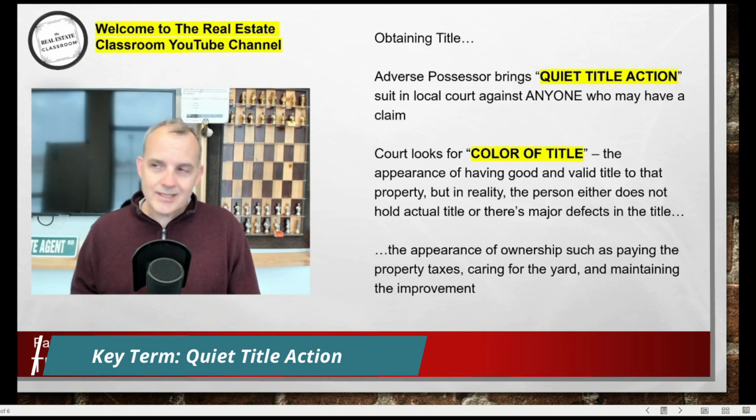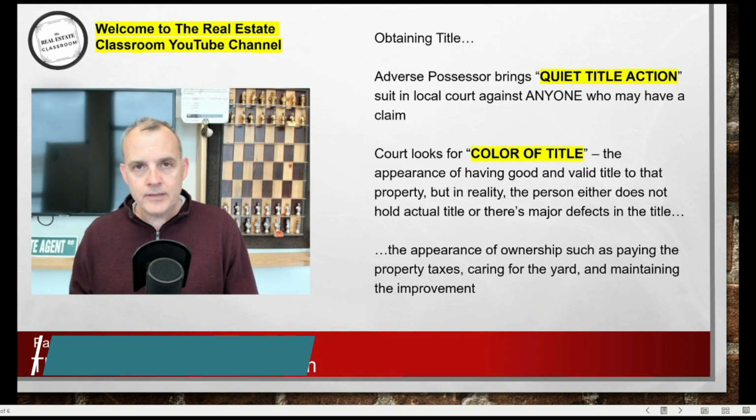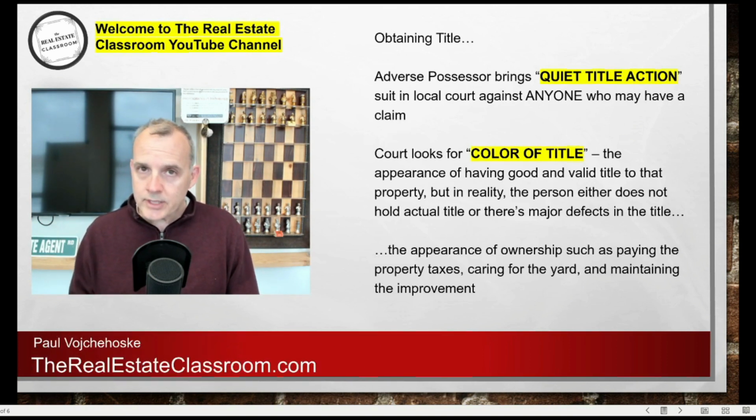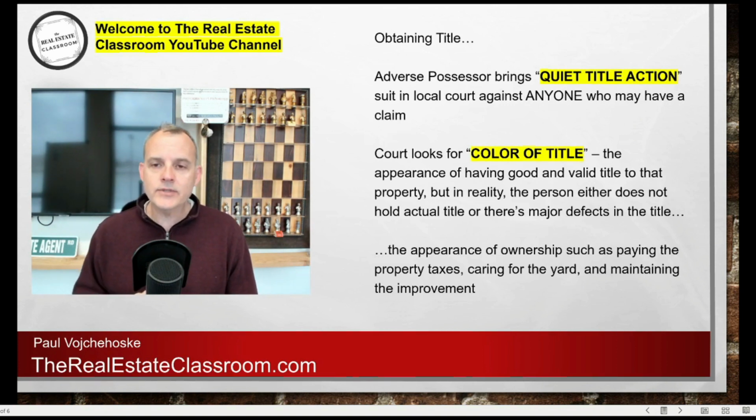And this is interesting. It's against everyone and anyone who may have a legal claim to the property, including but not limited to the true owner. It's called a quiet title action. That's a key real estate term that you have to know.